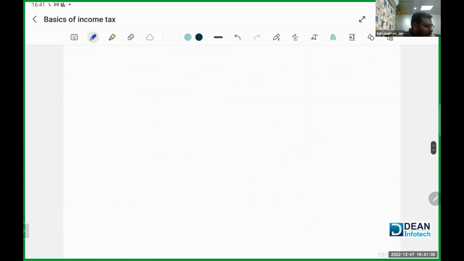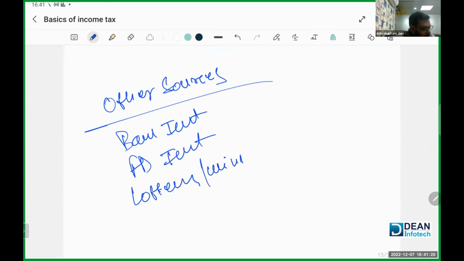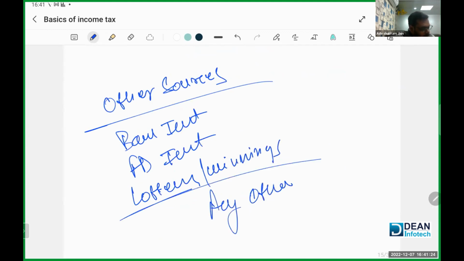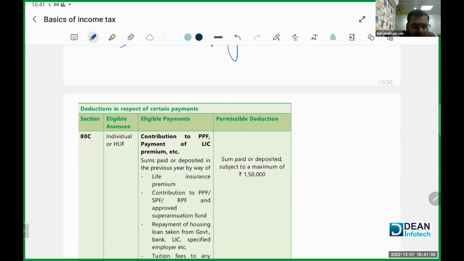And the income under the head other sources, the last head. Bank interest earned, FD interest earned, lotteries, winnings, or any other comes under the head of other sources. This is how we calculate the income from other sources. Now, let us come to the part of deductions.